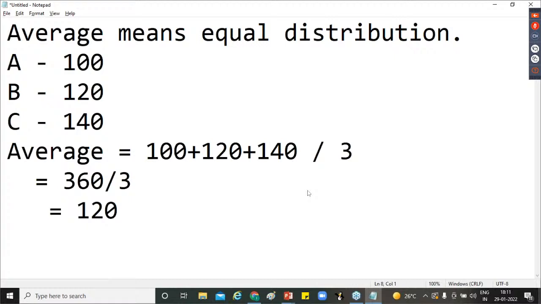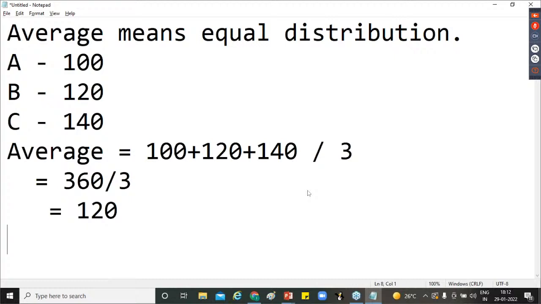The average salary of B is 120. The average salary of C is also 120. So if A's salary is 100, now A's average is 120. A is getting 20 rupees extra. B is getting the same salary, but C's old salary is 140. Now it becomes only 120. So C reduces 20 rupees from his share. So average means the equal distribution.